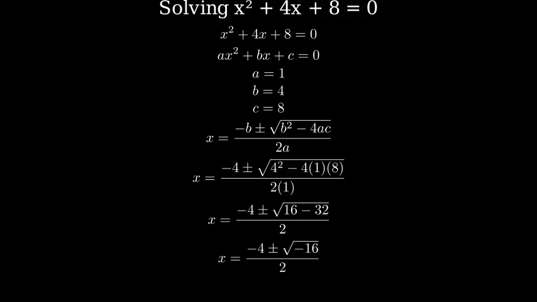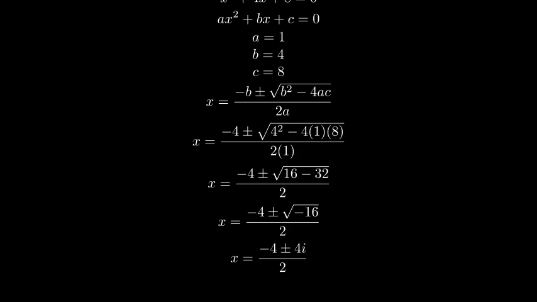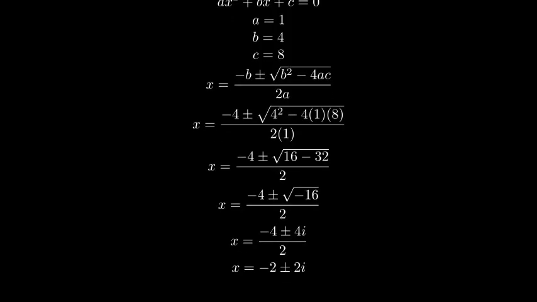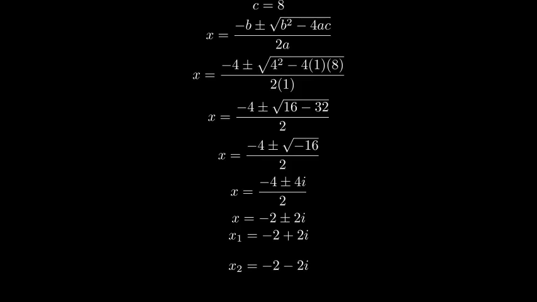Remember, the square root of −16 can be written as 4i, where i is the imaginary unit. Simplifying our fraction, we get x equals −2 plus or minus 2i. Therefore, our two complex solutions are x = −2 + 2i and x = −2 − 2i.